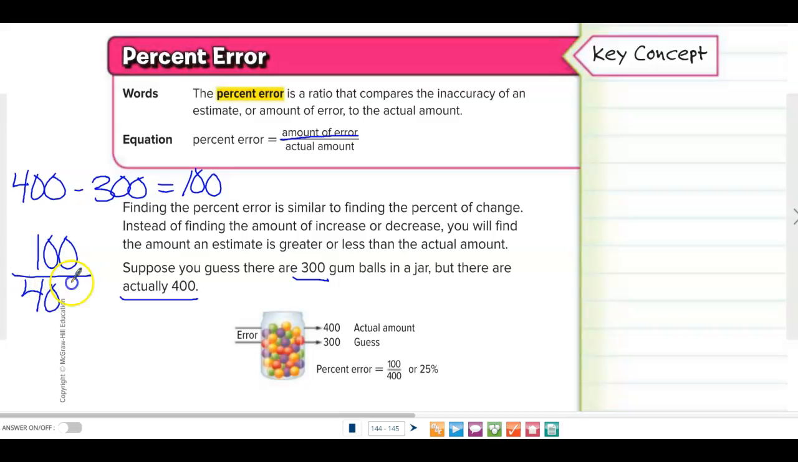400. So in our calculator, if we typed in 100 divided by 400, you should get 0.25. I changed that into a percent, so I get what? 25%.